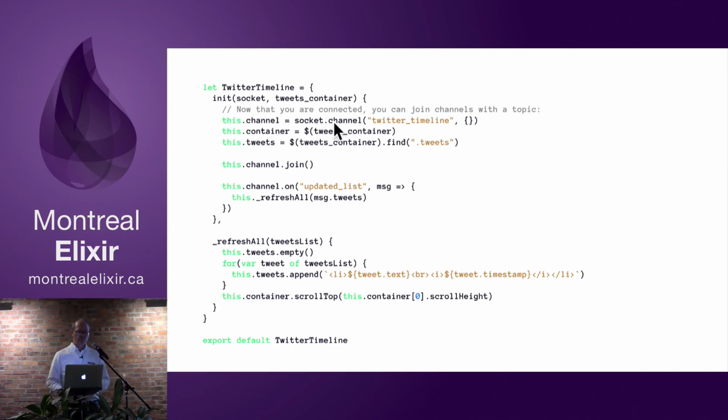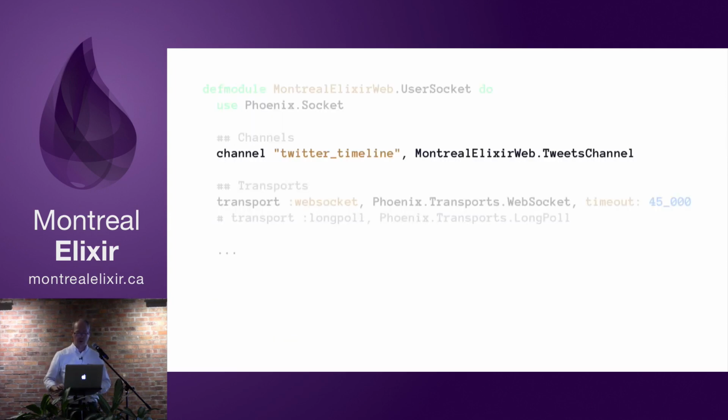We just get the channel and the container, we join the channel here, and then when we get a message down from the server, updated list, we're just going to refresh all the tweets we have in the list. This is pretty simple. I won't spend too much time on this. The important thing here is the join and the on updated. So we need something equivalent on the server side for those two callbacks.